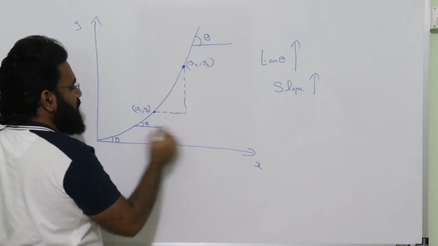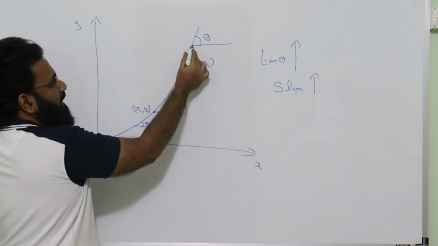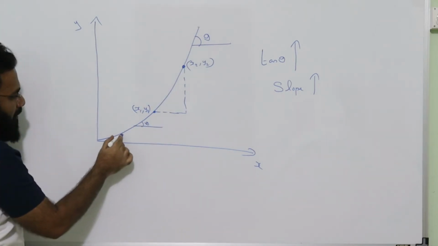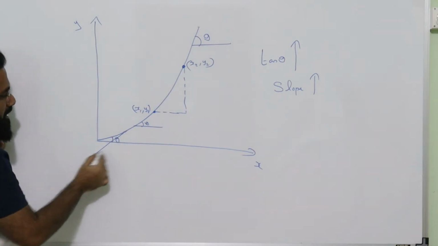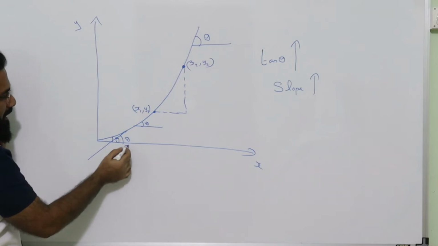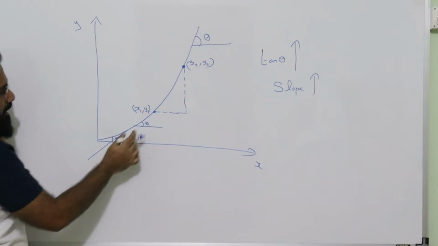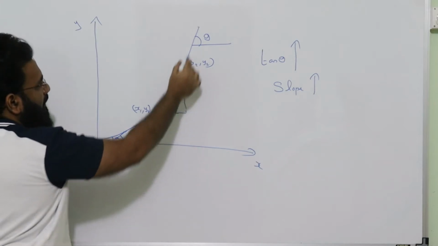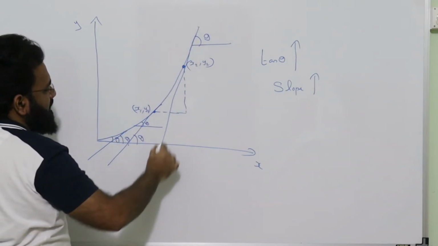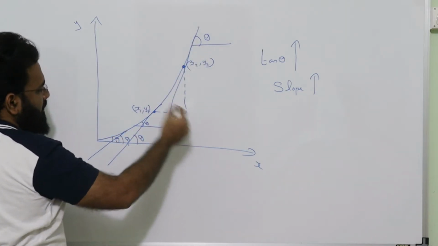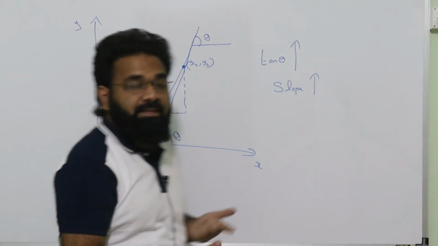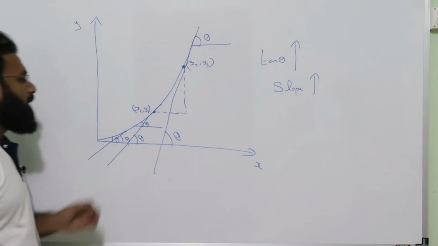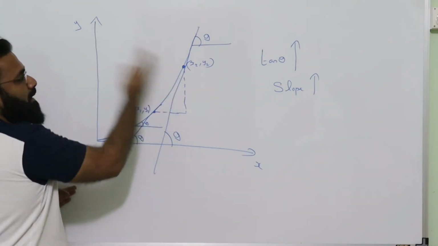Just by a horizontal line I can analyze theta at every point. Otherwise, how will we analyze it? We will draw a tangent to this line, and here also we will draw a tangent and mark theta. Likewise, we can analyze whether theta is increasing or not, just by drawing a line. Clear? So here theta is increasing.